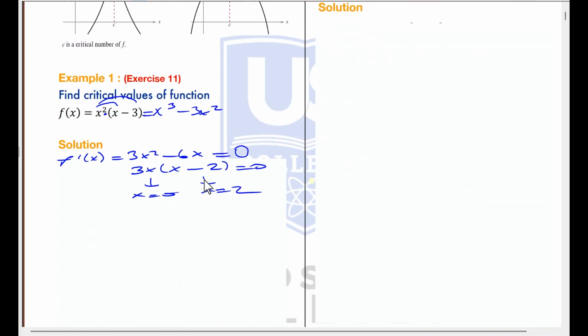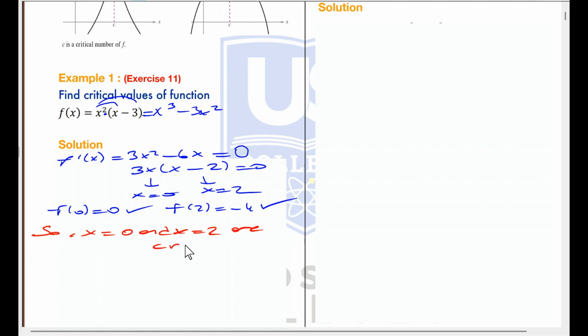So let's check if the function is defined at these two values, f of 0. Put this back in the original function, 0 defined. F of 2, put this back in the original function, 2 squared, 4. 2 minus 3, minus 1, minus 1 times 4, minus 4. So it's also defined. So at these two values, function is defined. So those two values make the derivative 0. So we can say x equals 0 and x equals 2 are critical values. This is from the first case, f prime being equal to 0.